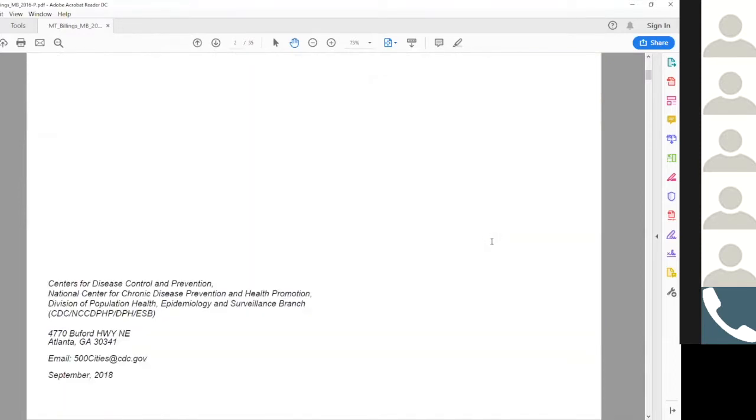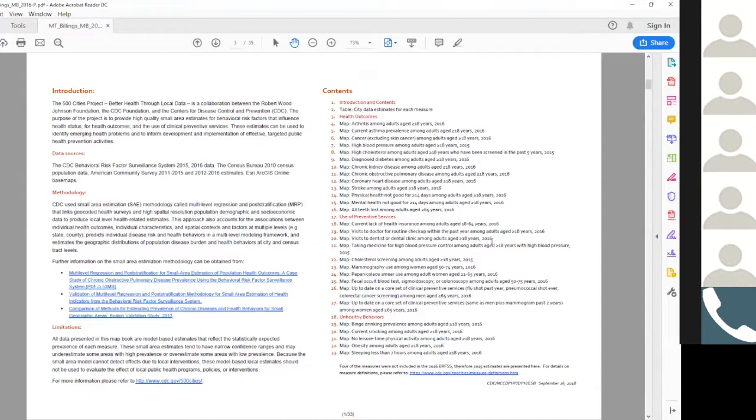They have these documents for any of these 500 cities that are part of the 500 Cities project. And this just shows you that they're capturing the information. I just wanted to point out, if you maybe can't see this, I'll highlight it here.